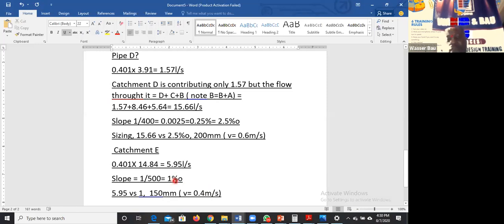1% means for every 1 kilometer, the head difference is 1 meter. That's what it means. You know, a kilometer is 1,000 meters. So if you walk for 1 kilometer, if you measure for 1 kilometer, the difference in height is only 1 meter. So you see that that's a very, very gentle slope.